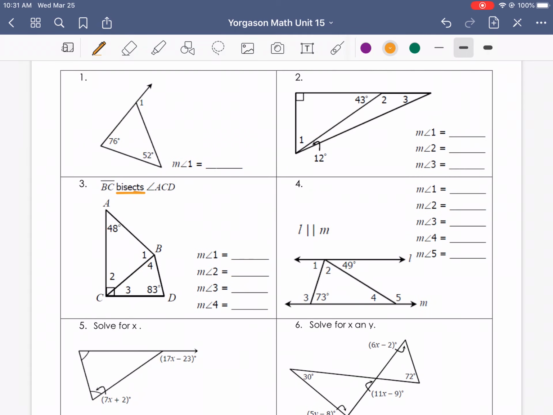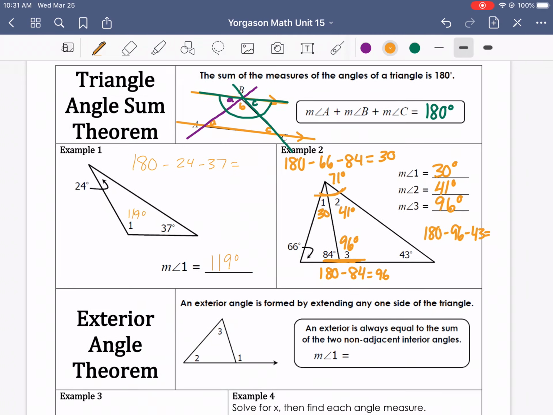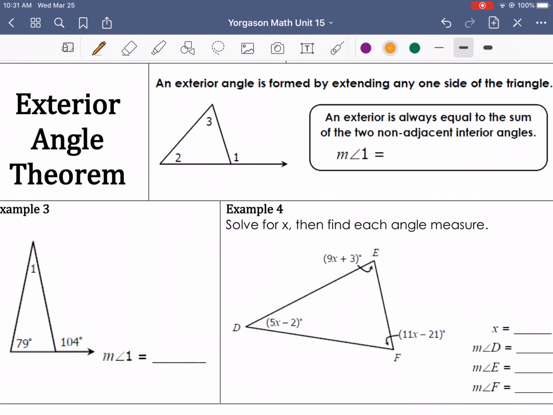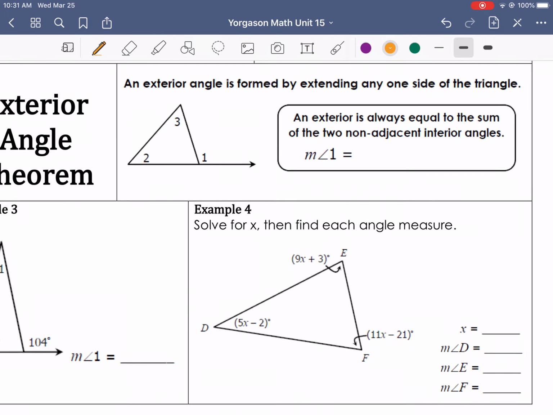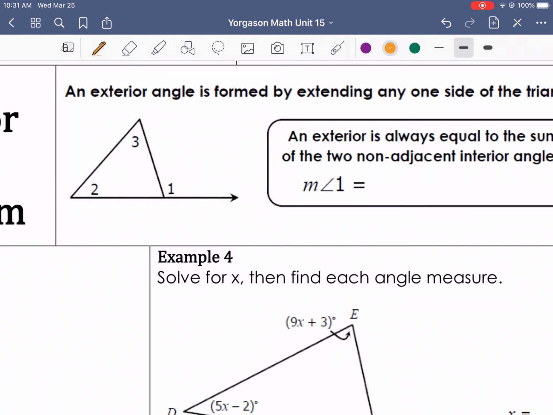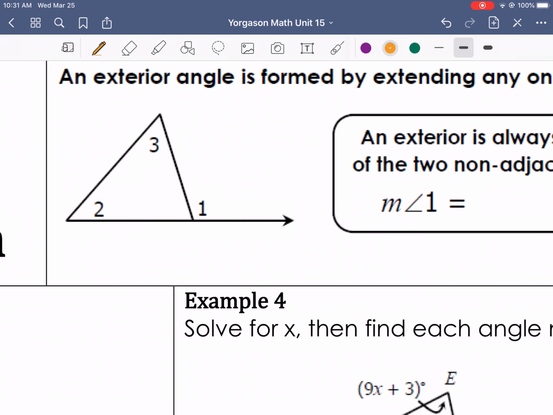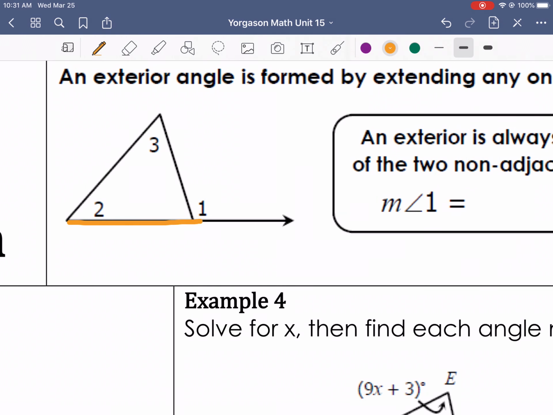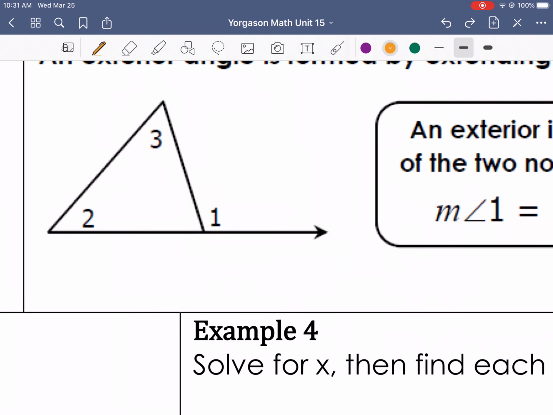Okay, let's learn the second concept of today's video. This is the exterior angle theorem. It says an exterior angle is formed by extending any one side of the triangle. That's a vocabulary term that we'll want to watch. If they took this side of the triangle and said, now we're going to keep going, then this angle that's outside of the triangle, on the exterior, is our exterior angle. And they're saying that it has a relationship with angles 2 and 3.